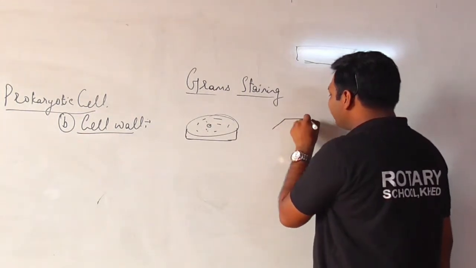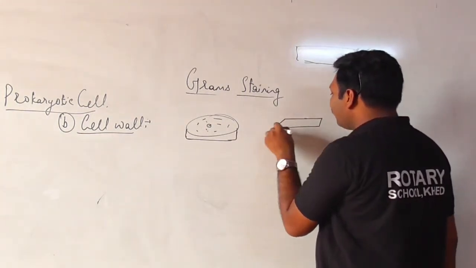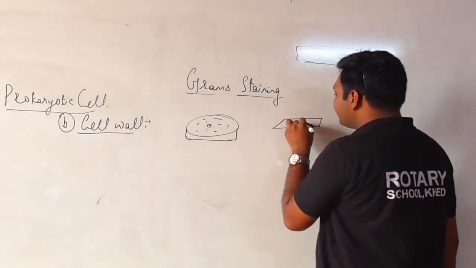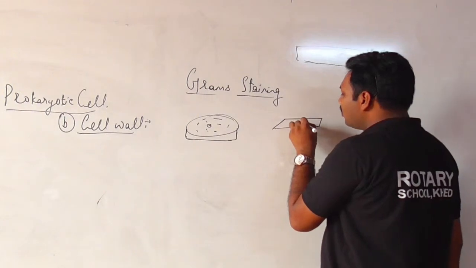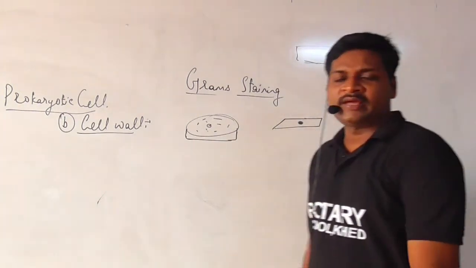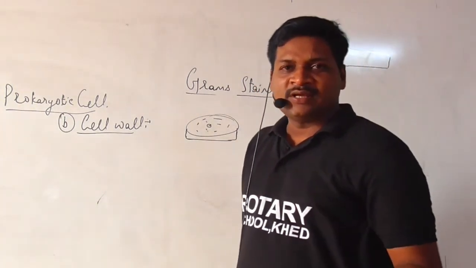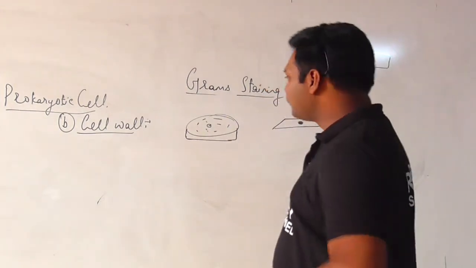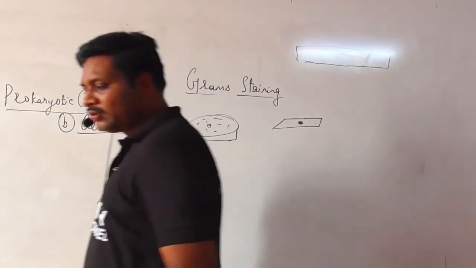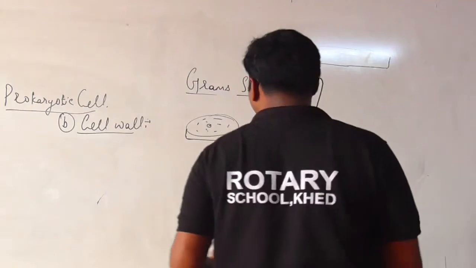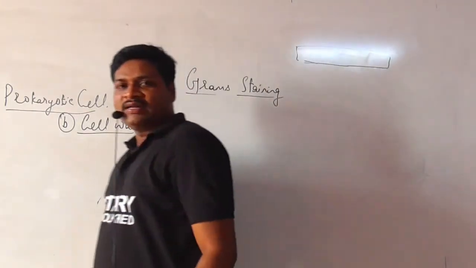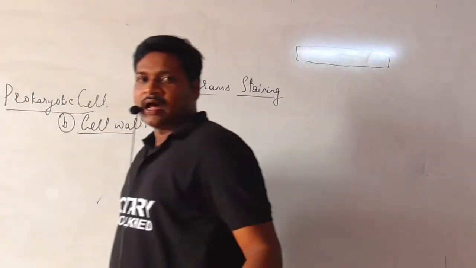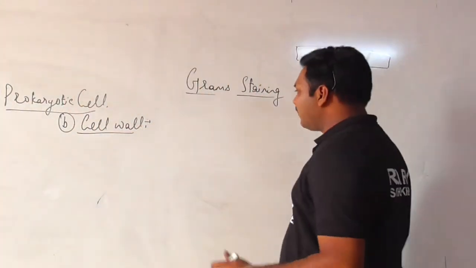And what we have to do is make the smear. Smear is nothing but spreading, the spreading of the bacterial growth. Okay, so there are certain steps which can be followed to understand gram staining. Let's talk about the steps of gram staining, so that we understand what gram staining is and how we can understand the gram nature of the bacteria.